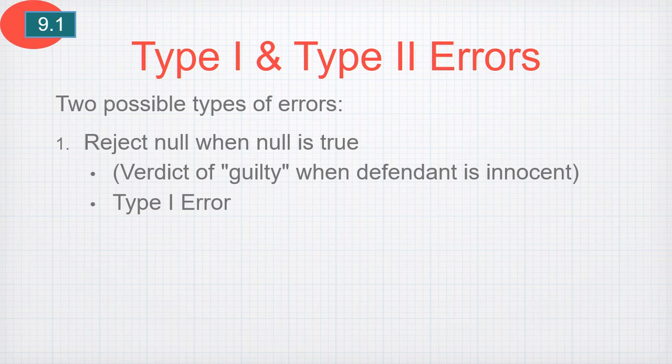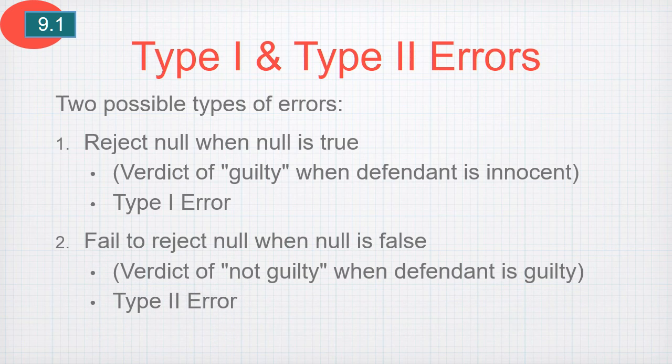This would be the equivalent of giving a verdict of guilty when the defendant is innocent, and this is considered a type 1 error. Okay, the next type of error is that we fail to reject the null when the null is false. So this would be saying not guilty when the defendant is in fact guilty. And this is considered a type 2 error. And generally this is considered a worse mistake statistically.